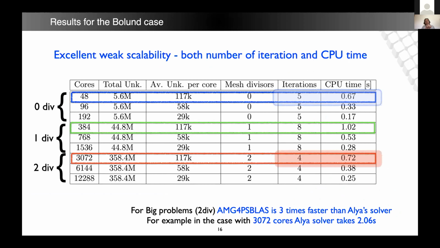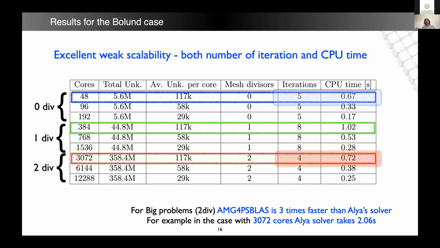We have the mesh with 0 divisors. We tried with 3 different numbers of unknowns per core, running on 48 cores, 96 cores, and 192 cores. We look only at the highest load per core. Then we apply one divisor and then a second divisor.